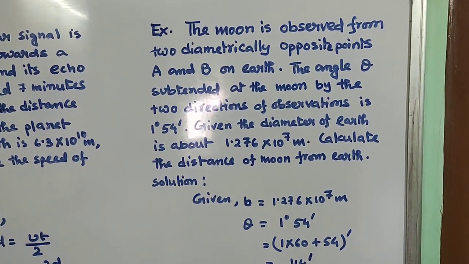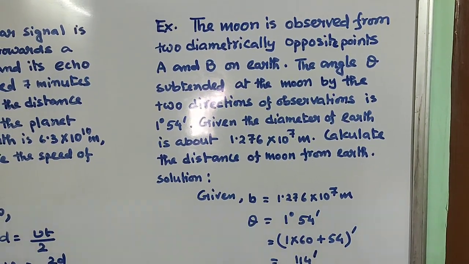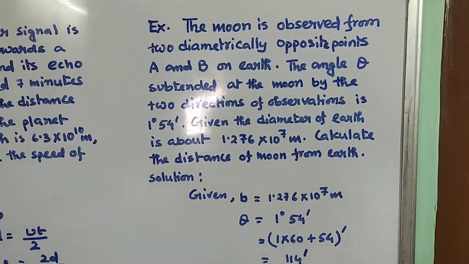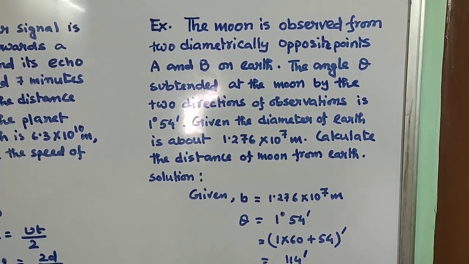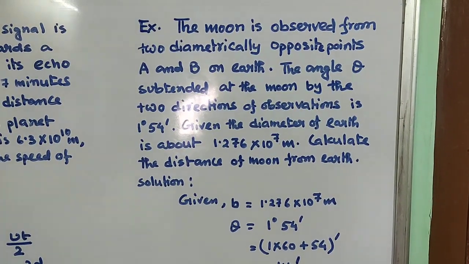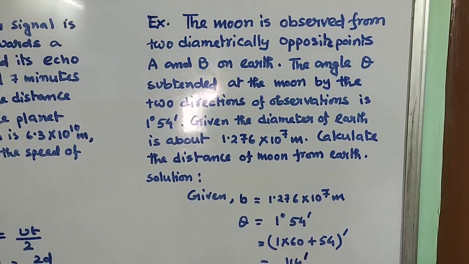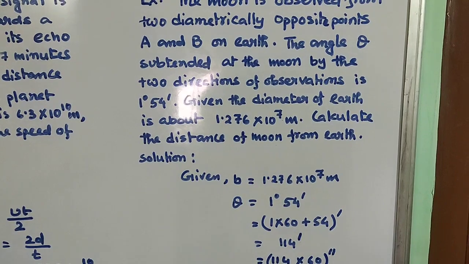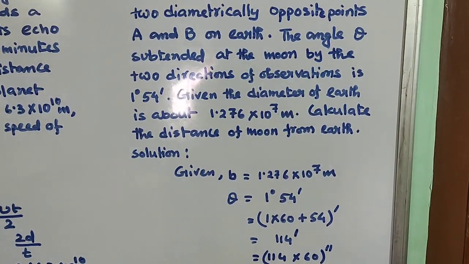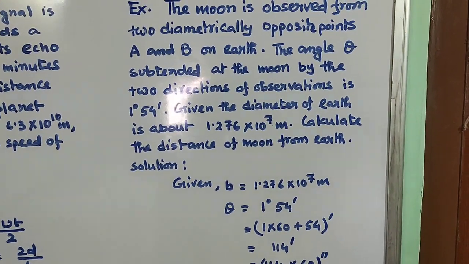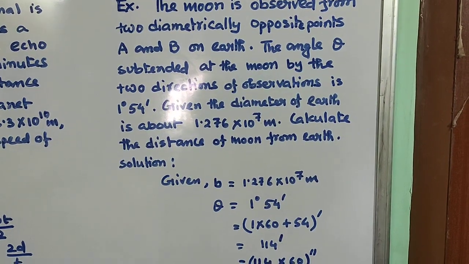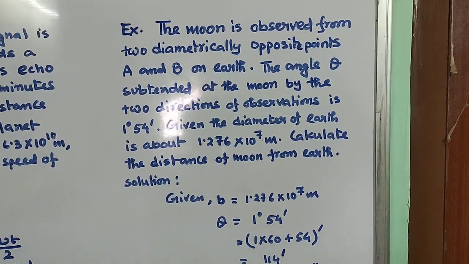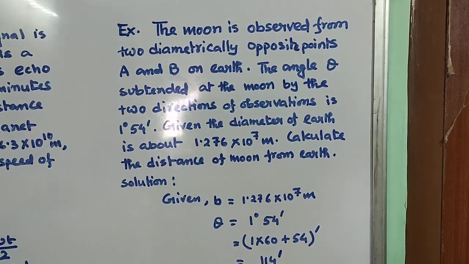To solve this one, you have to go through the topic which we discussed in our last class, that is your parallax method. Now the two points of observation are your A and B, at the extreme ends of the diameter, and the diameter of the earth is given as 1.276 into 10 to the power 7 meter. So B is 1.276 into 10 to the power 7 meter.